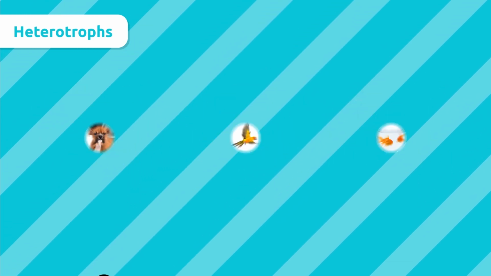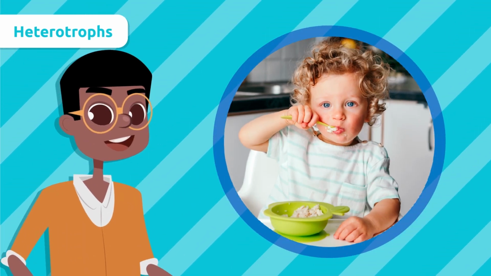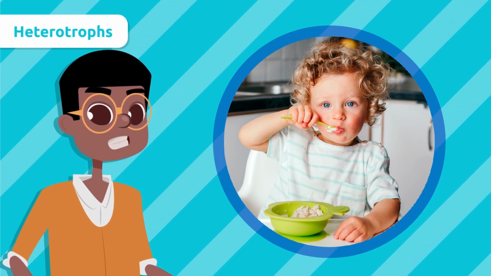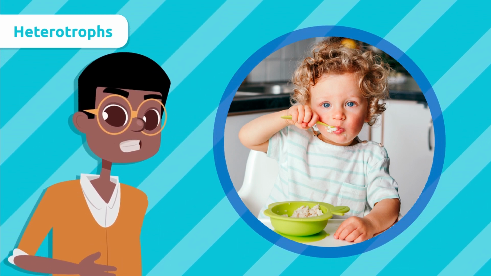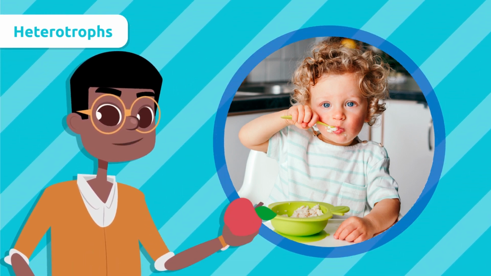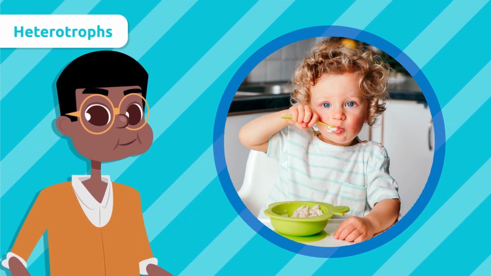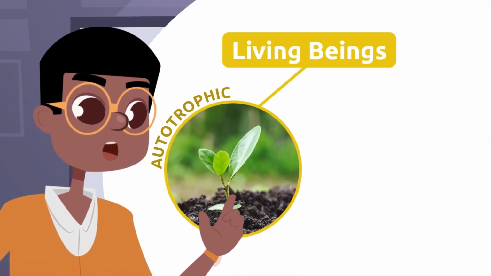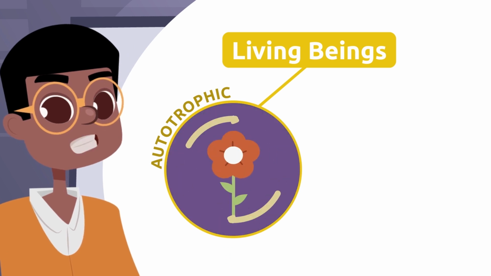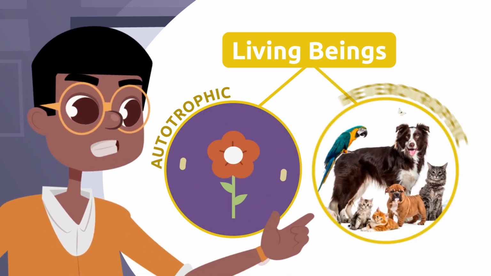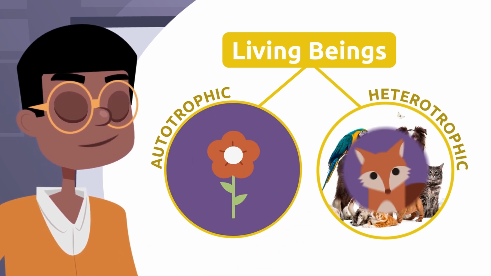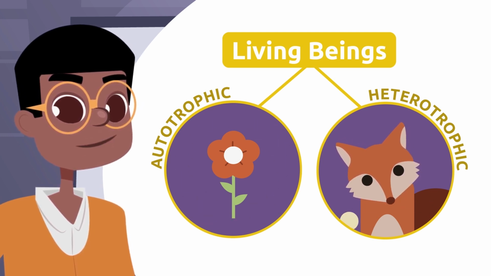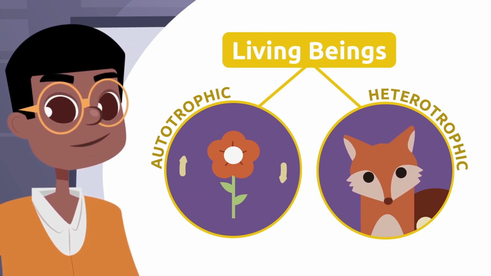Animals, including humans, are an example of heterotrophic organisms. They consume food from an outside source to obtain energy for their day-to-day activities. As we have seen, there are autotrophic organisms that produce their own food, and heterotrophic organisms that obtain nutrients from other organisms. You've learned how to differentiate them.